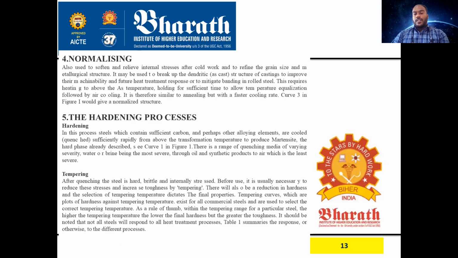And the fifth one is the hardening process. What is hardening? The process is that steel which contains sufficient carbon and, where needed, other alloying elements is cooled or quenched sufficiently rapidly from above the transformation temperature to produce martensite.